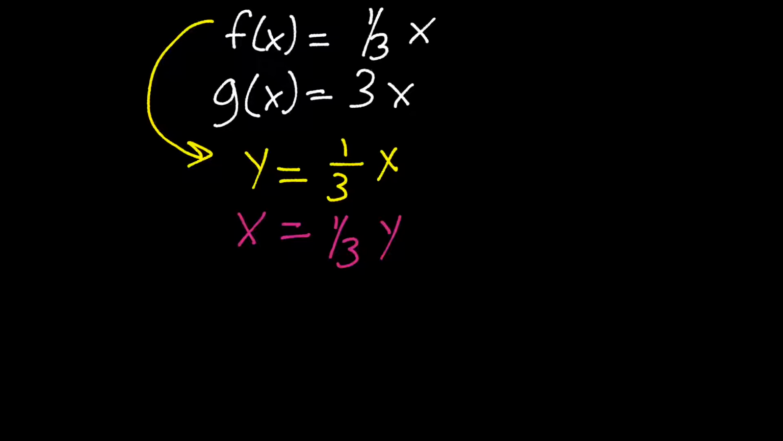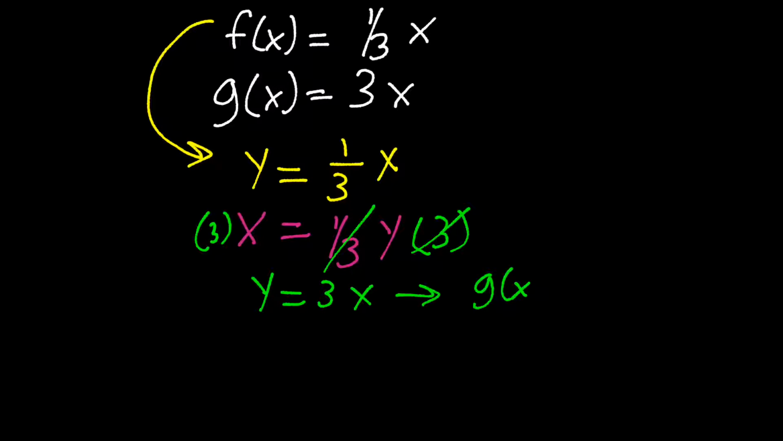And remember, if y is next to a fraction, and the fraction is 1 over something, to get rid of that fraction, all we have to do is multiply by the denominator. If this wasn't a 1, if this was something else, we couldn't do this, but if it is a 1, we can just multiply by the denominator. So if I multiply both sides by 3, those cancel out, and what do I have left? I have y equals 3x. And then if I put it to function notation, I'd have g of x equals 3x.